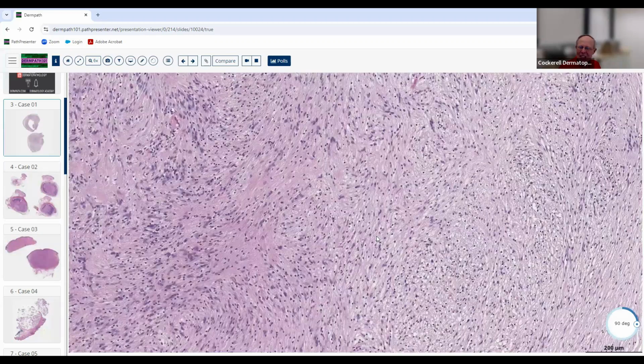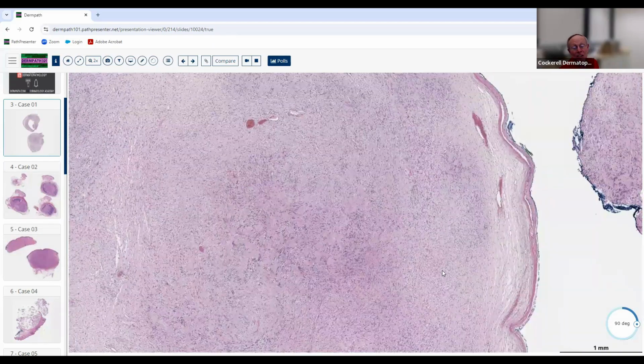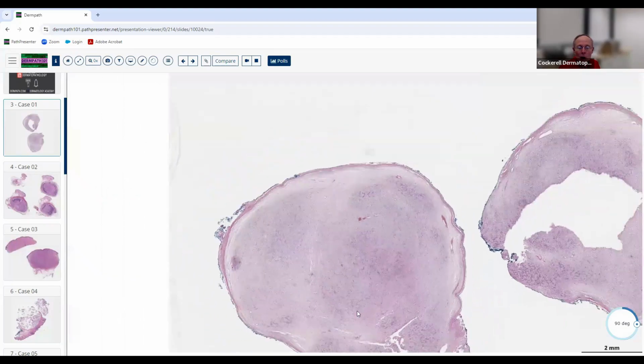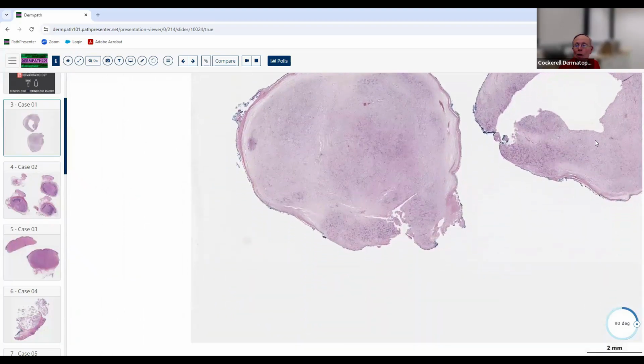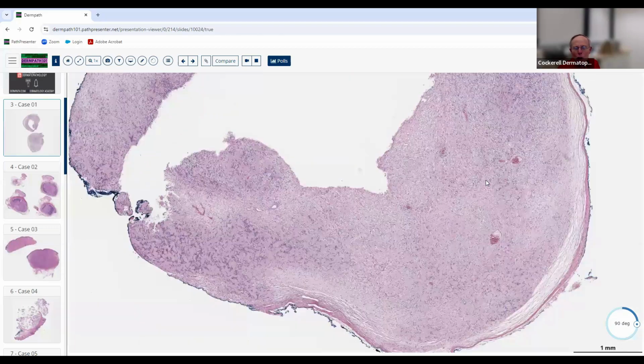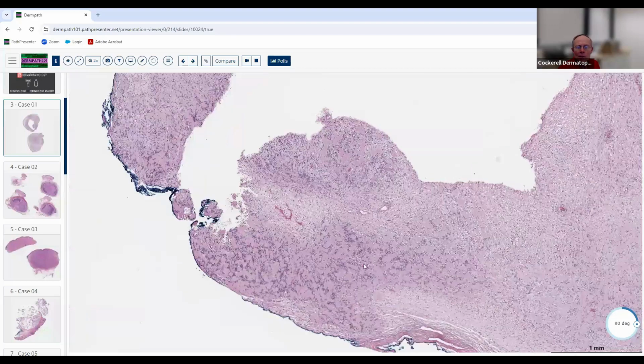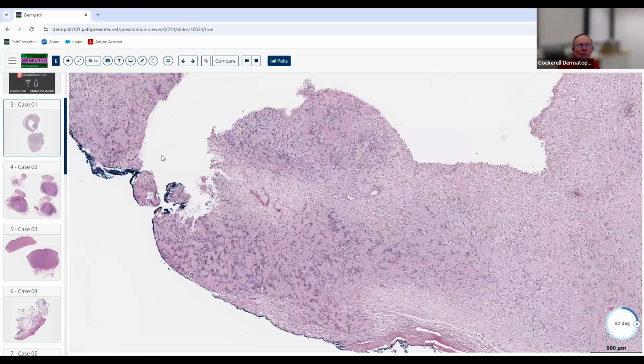They're not going to ask you to distinguish between an Antoni A and an Antoni B unless it's got really classic Verocay bodies in there. They might expect you to know it in that situation. One other thing that we often see in a schwannoma, though I don't know that we'll see it in this specific one, is a little nerve twig off to the side of the lesion. Here's another nice zone of some Verocay bodies.